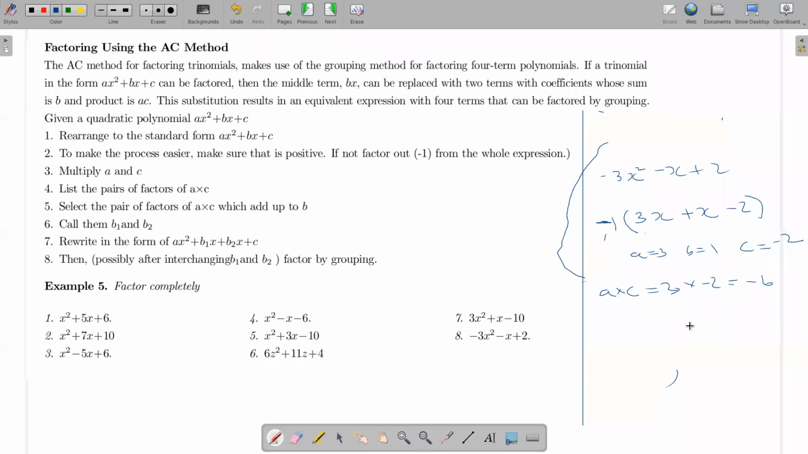Okay. Here, factors of negative 6, 3 times negative 2. Now each factor also I can do negative 3 times positive 2. Each factor gives me a pair. Okay. So then you continue 3 times 1 and negative 3 times 1, 3 times negative 1. Okay, you continue that one.